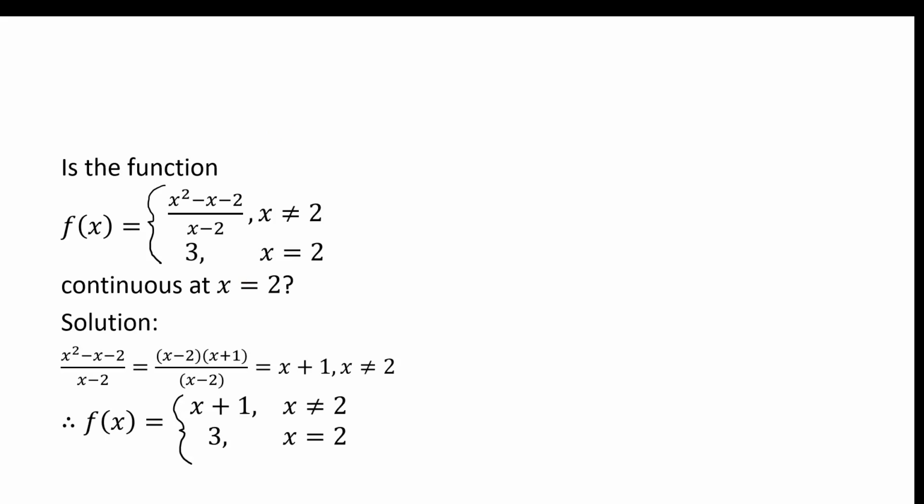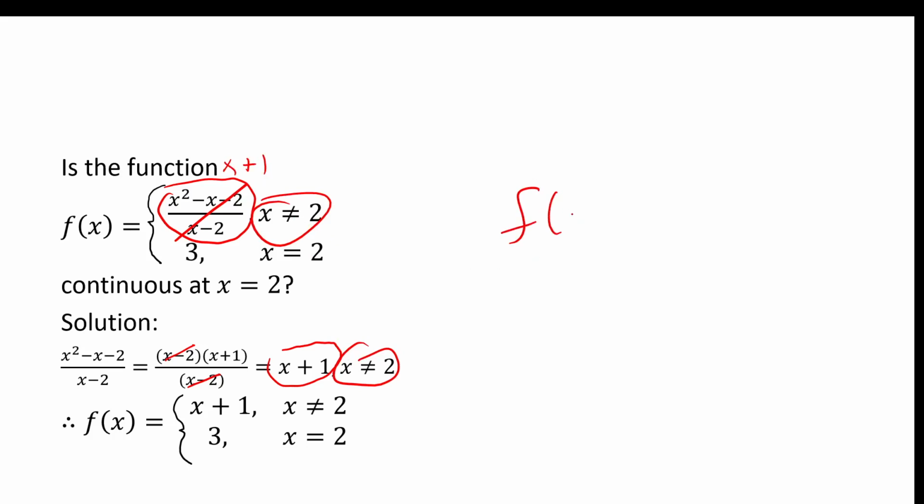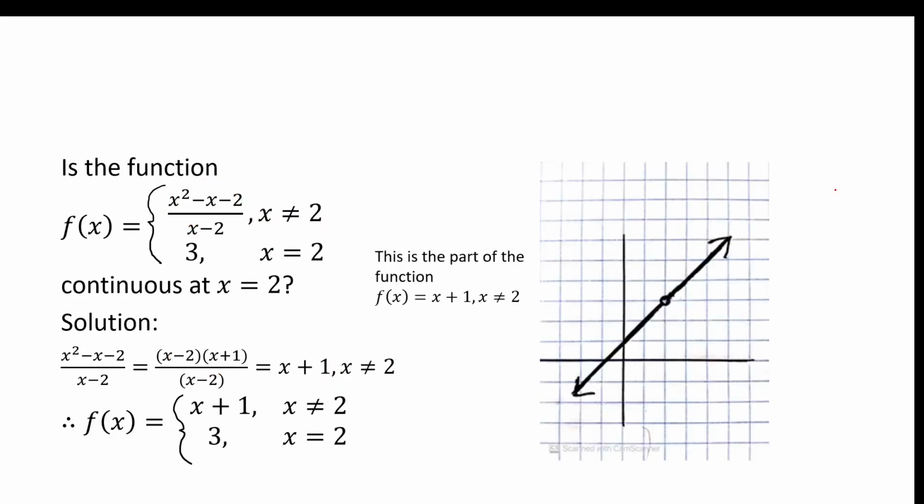So what we do is a little bit of factoring, and we see that x minus 2 over x minus 2, they can each cancel. And so what we really have is this expression here, x squared minus x minus 2, is just like saying x plus 1, with the restriction that x can't equal 2, but we actually have that restriction here, so that's awesome. So really what they're asking us about is the function f of x equals x plus 1, where x doesn't equal 2, and 3 when x does equal 2.